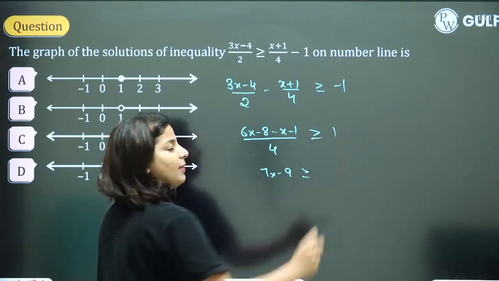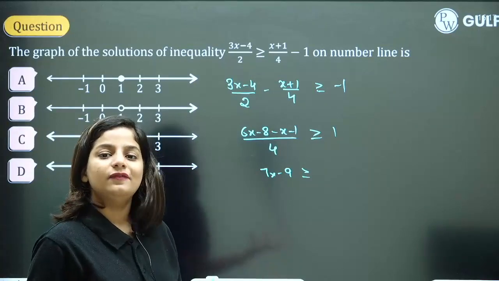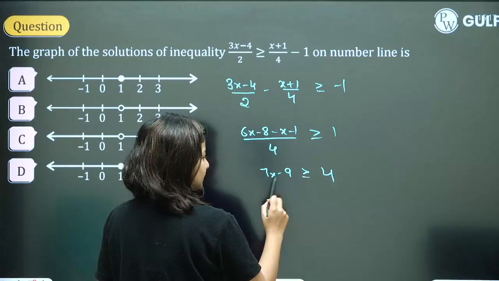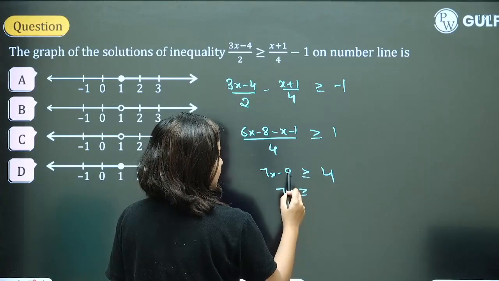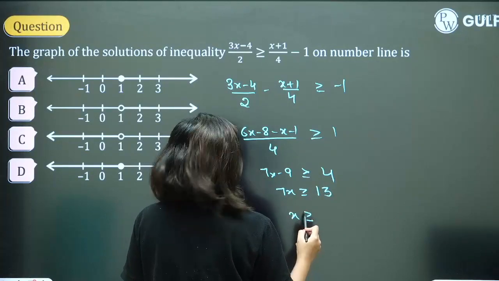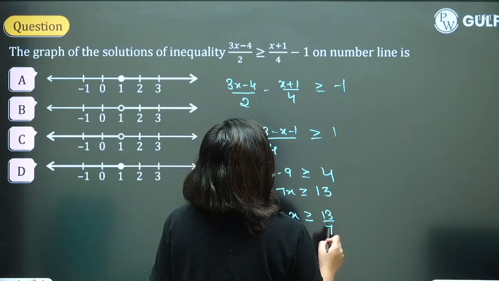And 4 will multiply on the other side. Multiplying 4 is a positive number, so no change in inequality. 7x is greater than equal to 9 plus 4, 13, and x is greater than equal to 13 by 7.